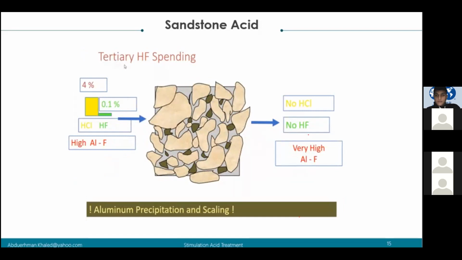So you only want to have the first reaction. Otherwise, if the acid was not properly designed, that may affect your reactions, and you will end up with the second and tertiary reactions, where you will end up with insoluble materials.